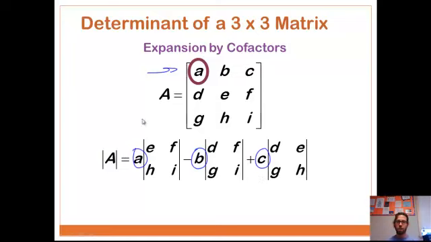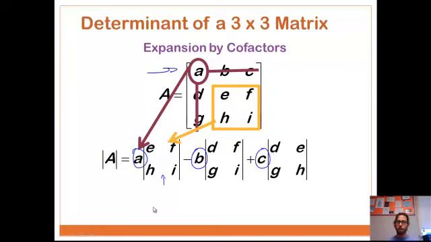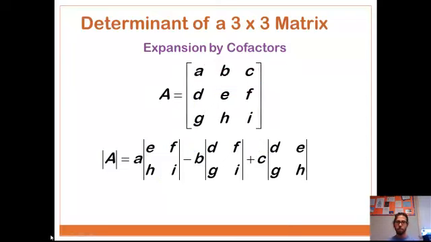Now, when we start, we're going to start with the first term in that row, A, and we're going to cross out the row and the column that it's in. Well, if you notice, that just leaves us with E, F, H, I, which is this first matrix right down here. Now, again, we're going to use these pluses and minuses to append it on, and I'll show you that a bit more in a sec. But you can see here A is going to be positive, so I can just leave A as is.